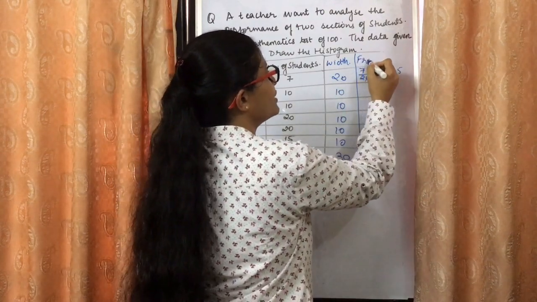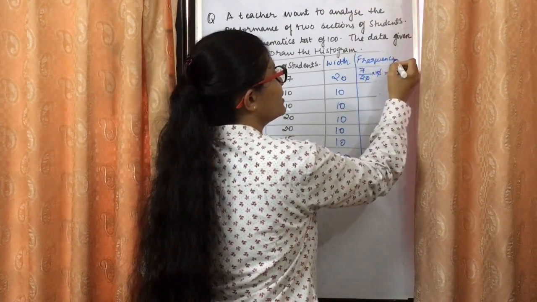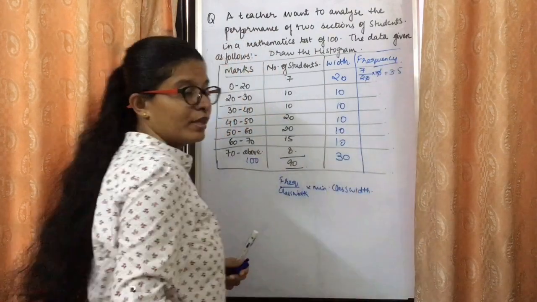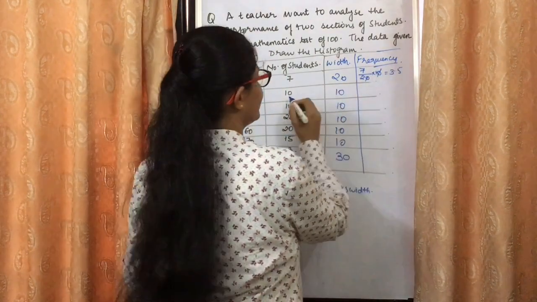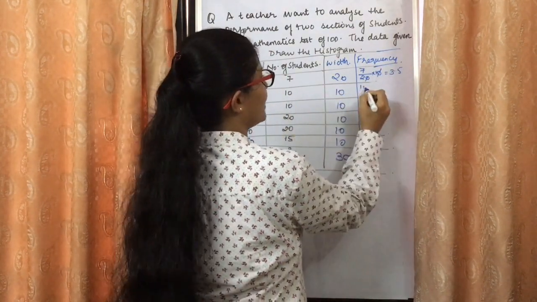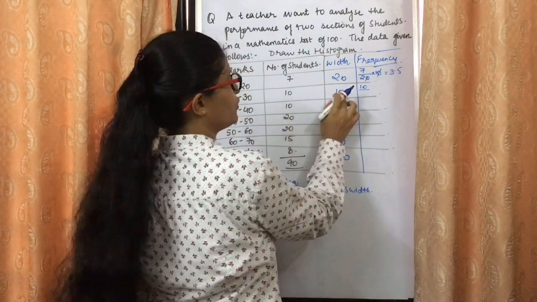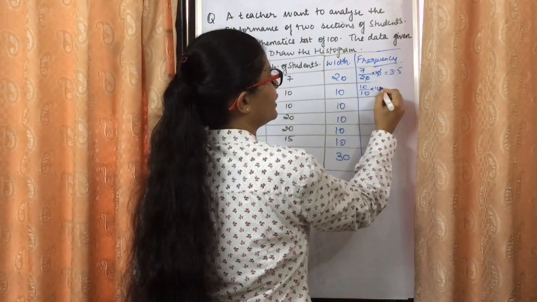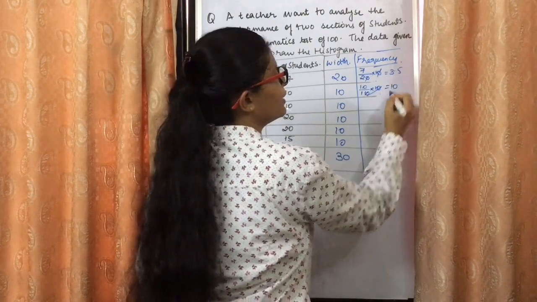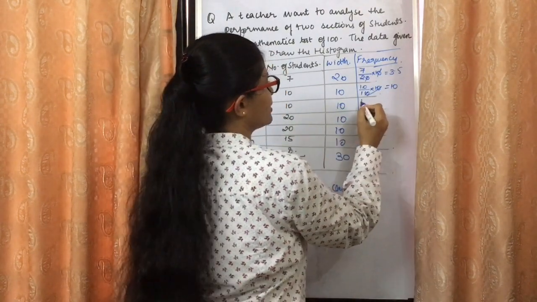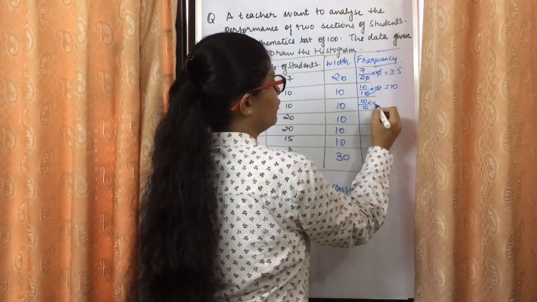This is a new frequency. Fine. Now, second में क्या कर सकते हैं? Again, the frequency is 10 upon what is the class interval for this? 10 into 10, which remains 10. Similarly for this, 10 upon 10 into 10, which remains 10.